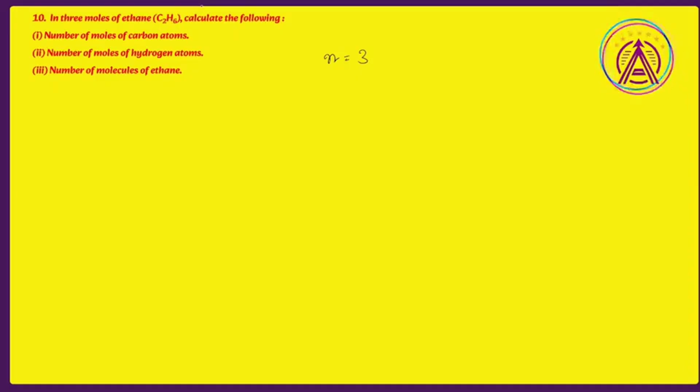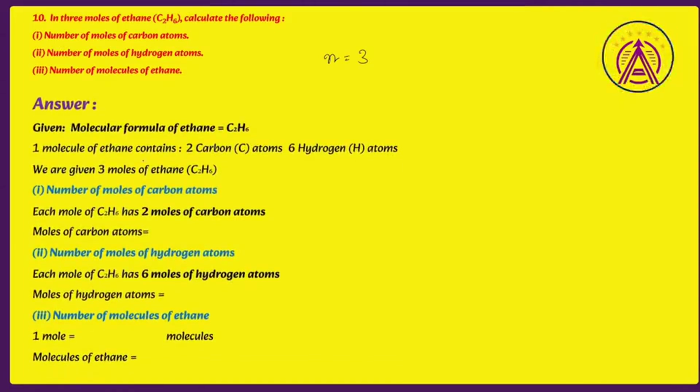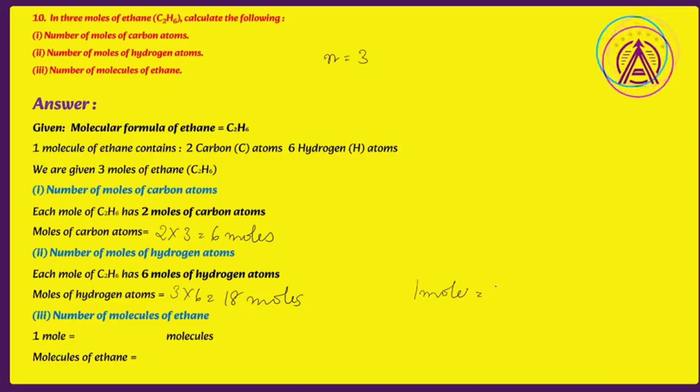Similarly, hydrogen, you can calculate in the same way. Okay, see, one molecule of ethane has 2 carbon atoms and 6 hydrogen atoms. So since there are 3 moles of ethane, 3 moles of ethane will correspond to 2 into 3, giving us 6 moles of carbon. 1 mole of ethane has 6 hydrogen atoms. So 3 moles of ethane will have 3 into 6, which is 18 moles of hydrogen. Okay. And number of molecules. Remember, 1 mole always corresponds to Avogadro number of molecules, which is 6.022.